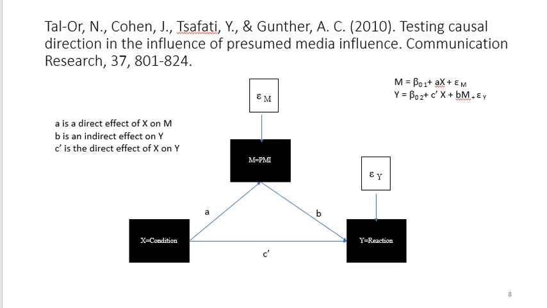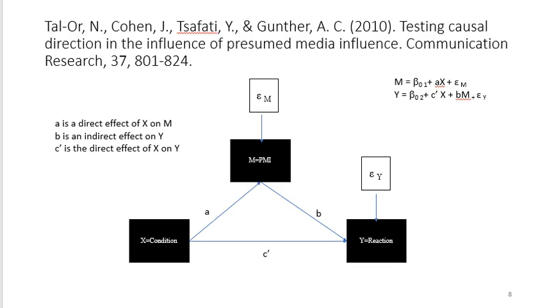So the question is, does an individual's perceived media influence mediate the effect of the placement of the article on their own reaction to buy sugar or not? So X is the condition, and that is front page or finance section. M is a measure of their perceived media influence.